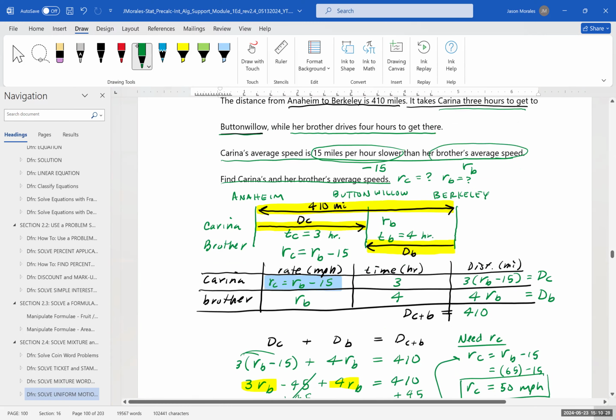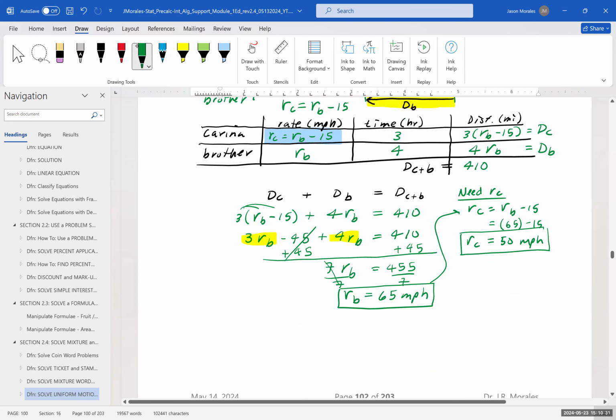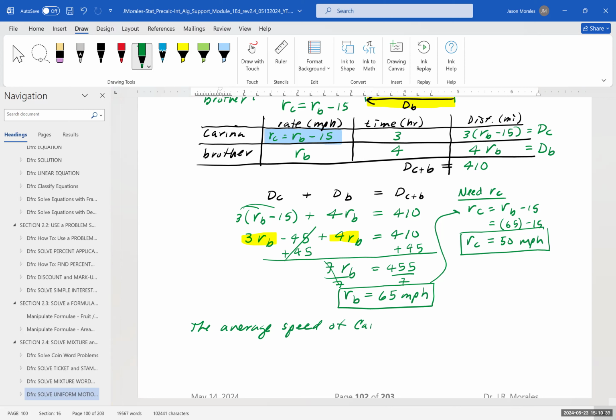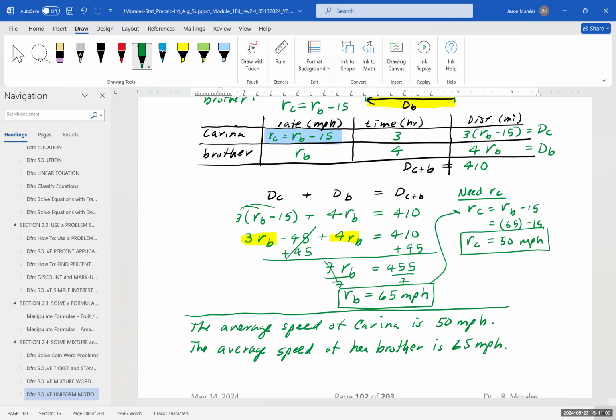Okay, so all we need to do is write down the average speed of Karina is 50 miles per hour, and the average speed of her brother is 65 miles per hour. And we are done. Let me know if you have any questions.